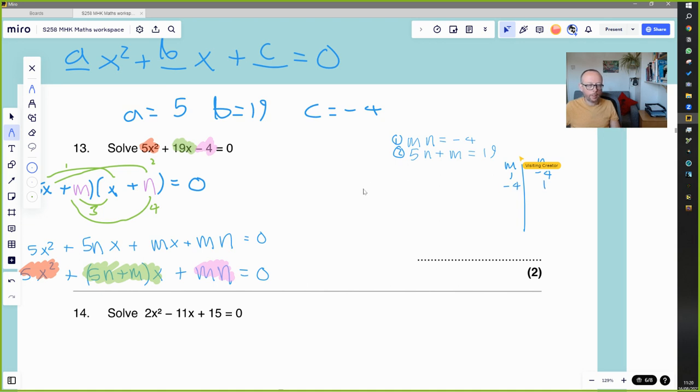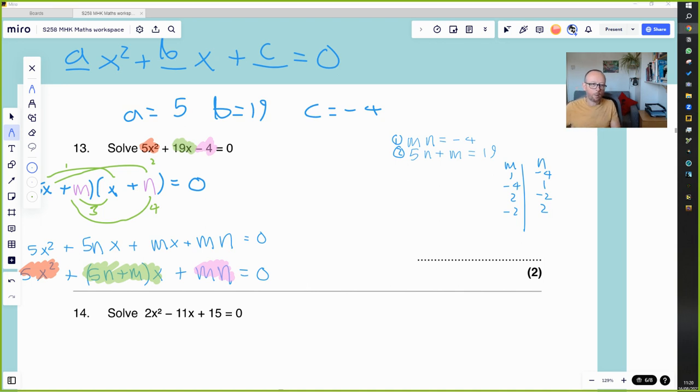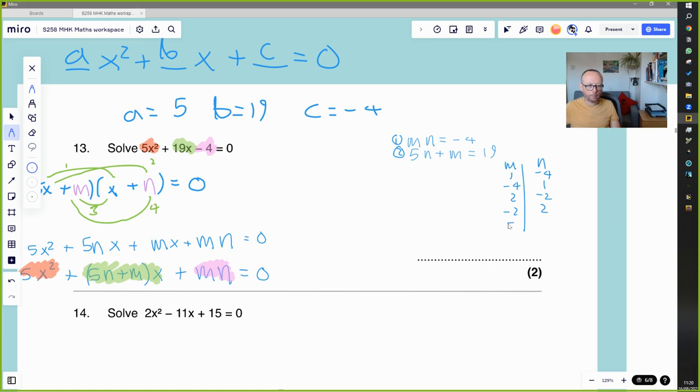We could also have m is equal to 2 and n is equal to negative 2, or m is equal to negative 2 and n is equal to 2. Are they all the combinations? Let's just think about this for a moment. No, that's not quite all, because we could have m is equal to negative 1 and n is equal to 4, or m is equal to 4 and n is equal to negative 1. Now they're all the combinations. So it's got quite a few, 6 different combinations.